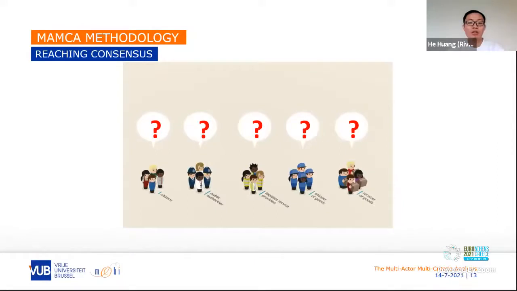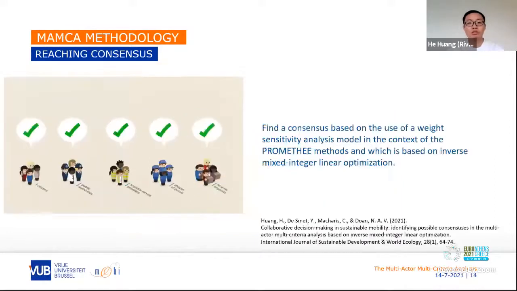As a consequence, a solution is sought to assist the decision makers to identify one or a few candidate solutions to reach a consensus. Thus, we started the work on identifying the consensus among the stakeholder groups. We try to find a consensus based on the use of a weight sensitivity analysis model in the context of the PROMETHEE method, which is based on inverse mixed integer linear optimization.